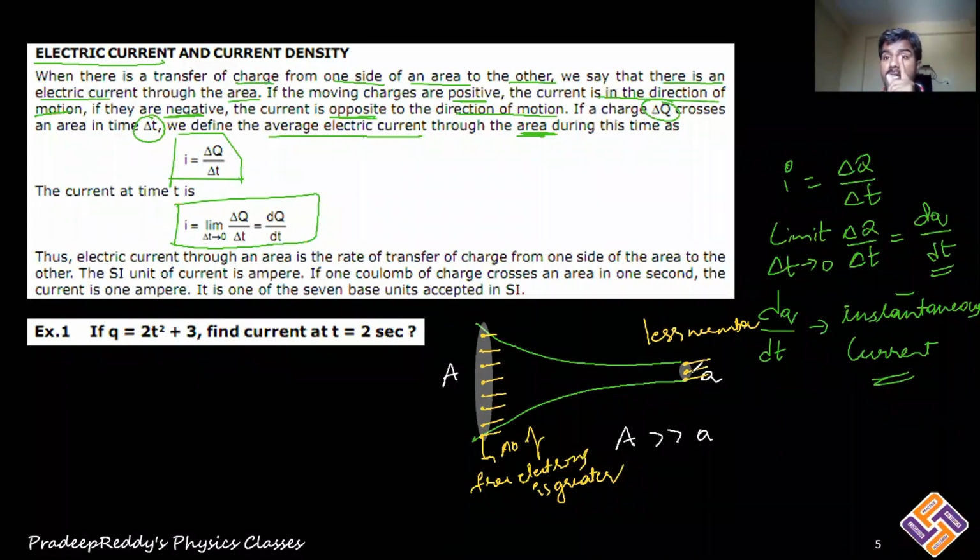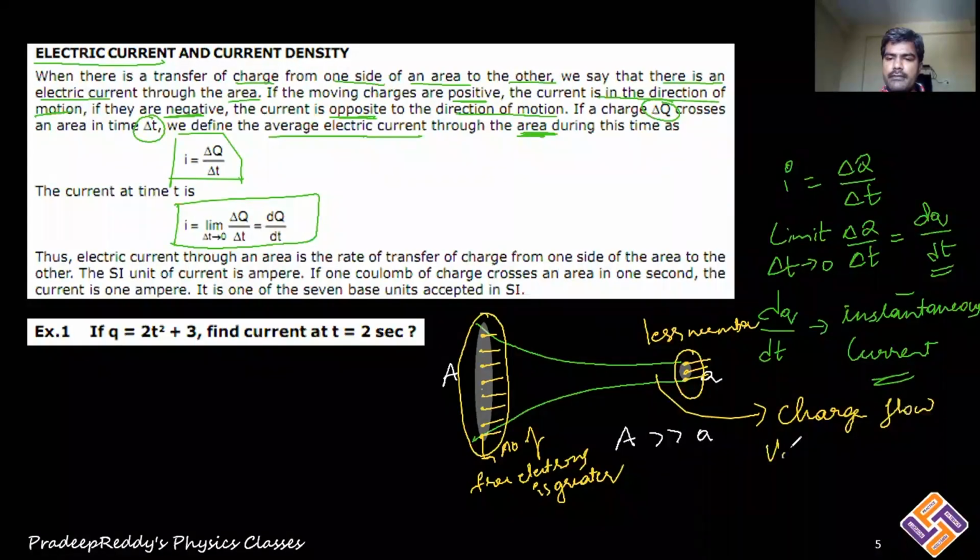However, remember, charge is conserved. The total amount of charge flowing through this area of cross section and through that area of cross section is the same. Time will be varied. So the charge flow at the larger area of cross section will vary with respect to time when it comes from capital A area to small a area. Therefore, in this case, charge flow varies with time. Therefore, we define instantaneous current.